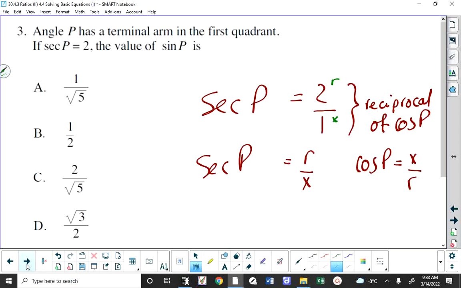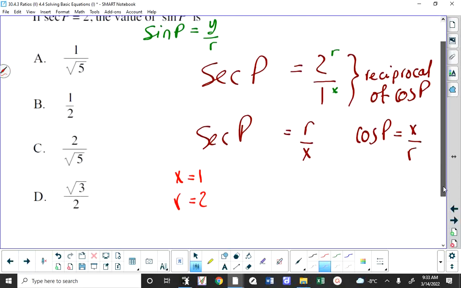If you want to find the value of sine, sine of P will be defined as y over r, because sine of a rotation angle is always y over r. So we do know what x is. X is equal to 1. We do know what r is equal to. R is equal to 2. But we don't know what y is equal to. And the reason we need to find out what y is equal to is because we have to put y divided by r to get the answer to the question.